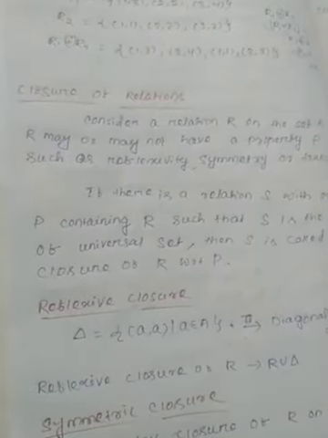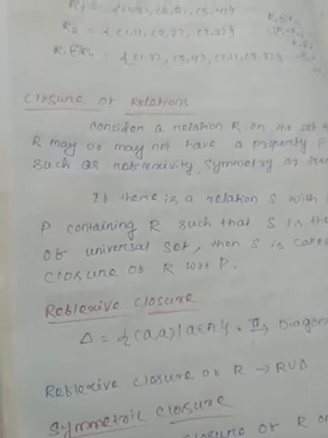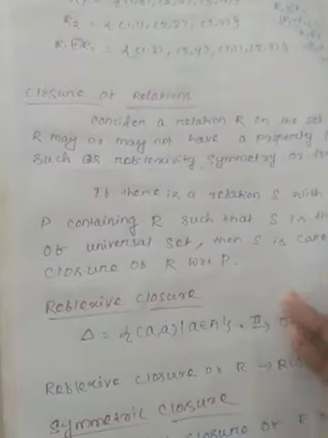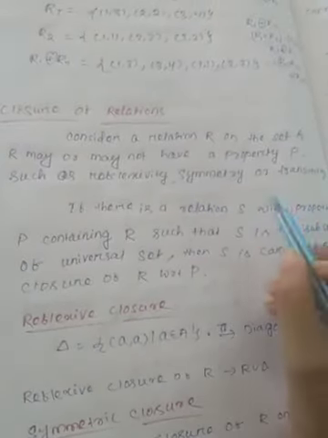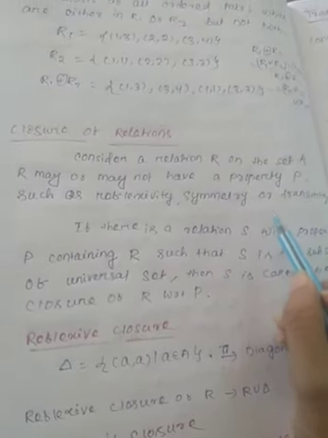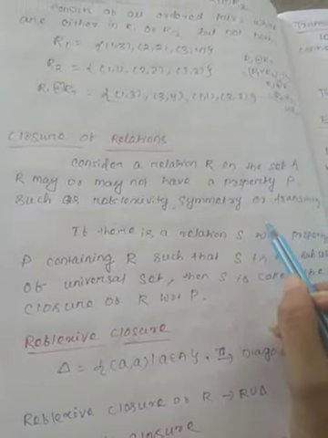Then coming to closure of relations. So what is the definition? Consider I have a relation R on the set A. Okay, suppose there is a relation R on the set A. So it may be or it may not be.